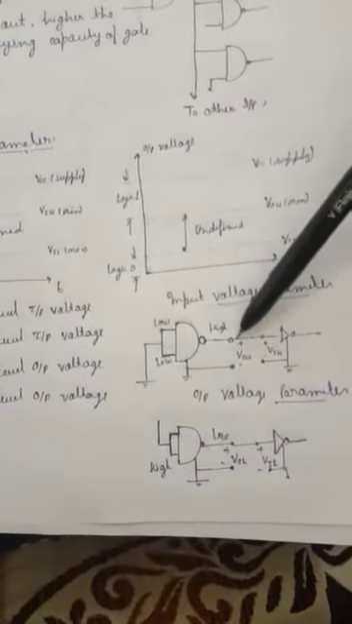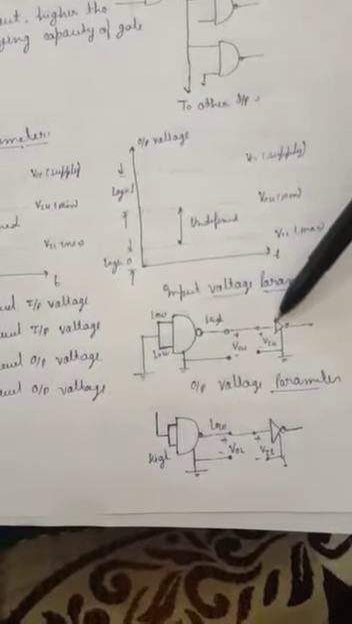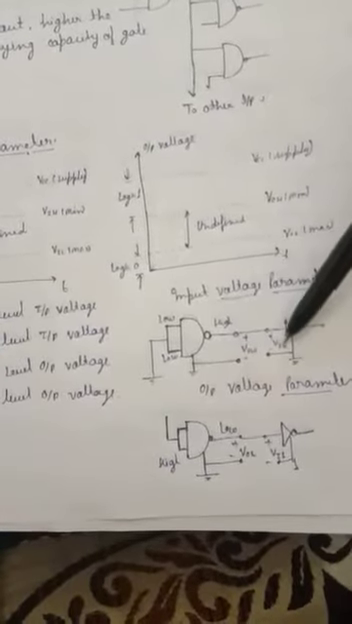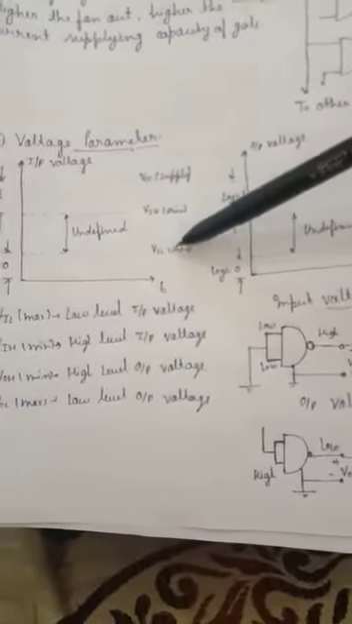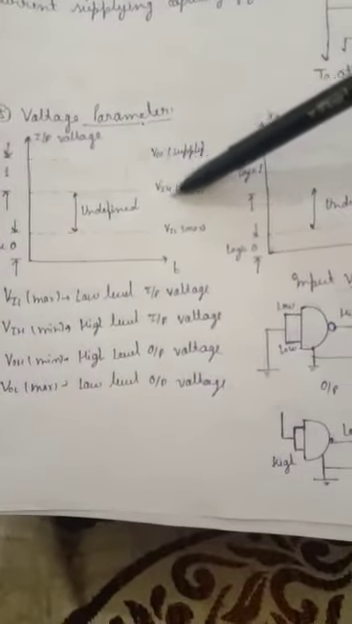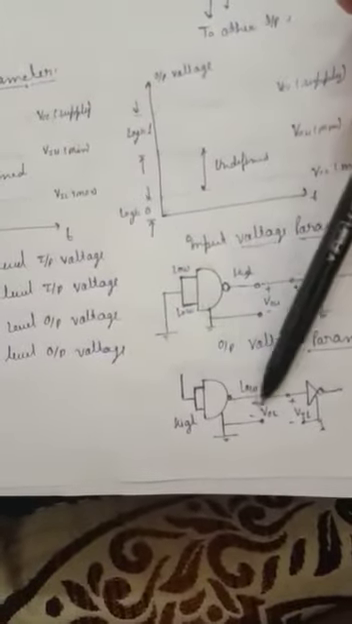Now this output goes to another NOT gate. For this NOT gate, this output works as an input. This input is the higher value of the voltage. This is the input portion, this is the output portion. Here the input is the higher value, logic 1, and the corresponding voltage is minimum. We will get the output very low, that is, the output is low.